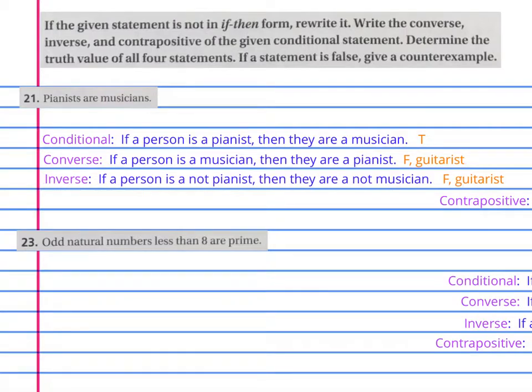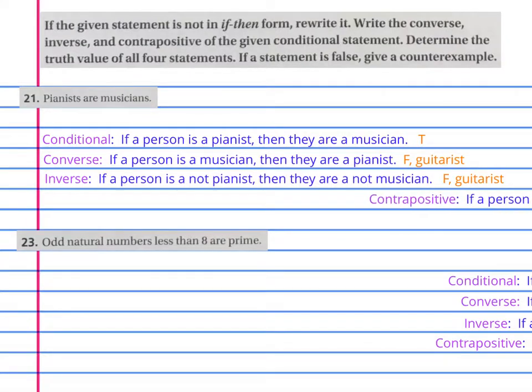Notice something that's true about these: if you can find a counterexample for the converse, you can use the exact same counterexample for the inverse. And it's the same thing with the conditional and its contrapositive. A counterexample for one will work as the counterexample for the other. That's how these work. So look at the contrapositive. We're looking at the conditional and seeing that that conditional statement was true. So guess what you can guess about the contrapositive?